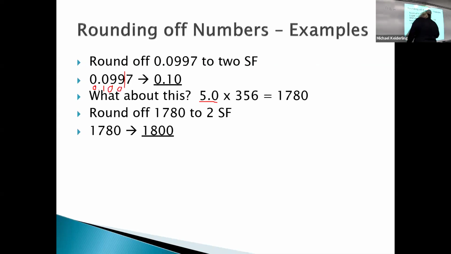So here are some examples. The one weird exception is here with 0.0097. I'll write this out on the board.